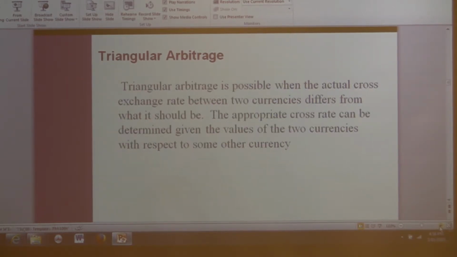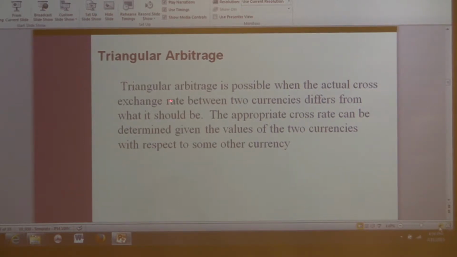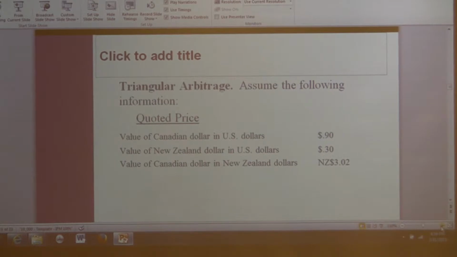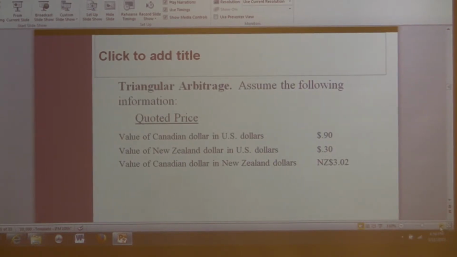Okay. So here, strictly what it tells you is that triangular arbitrage is possible when the actual cross exchange rate between two currencies differs from what it should be, and the appropriate cross rates can be determined given the values of the two currencies with respect to some other currency. So let's look at this example here.